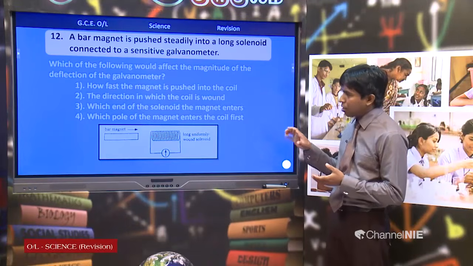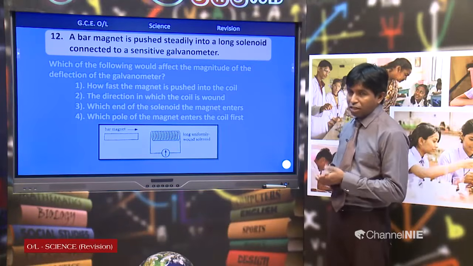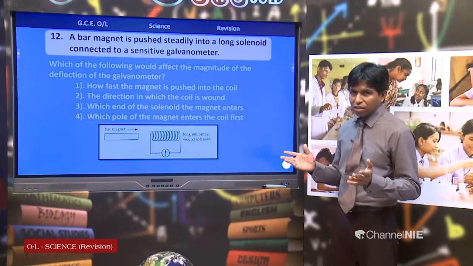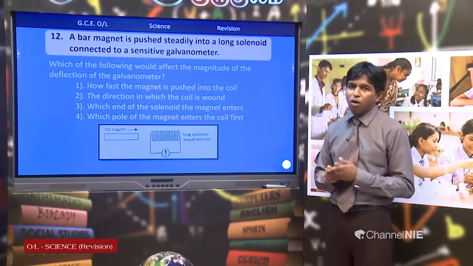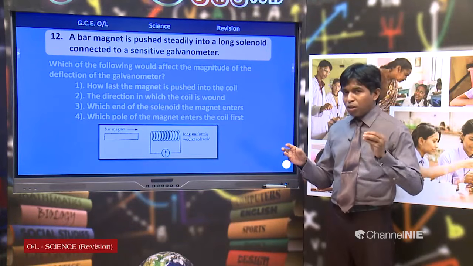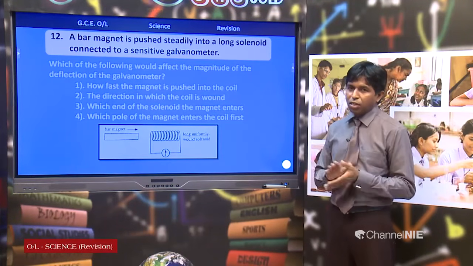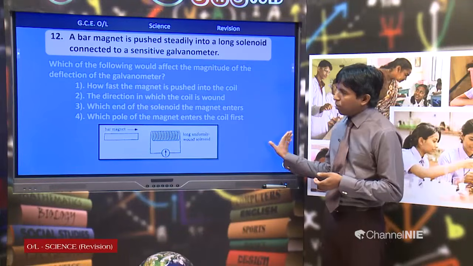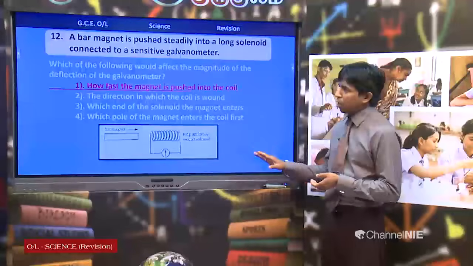When you move the magnet fast, there will be more deflection of the galvanometer. If you move the magnet slowly, there will be less deflection. If you do not move the magnet, no deflection. Therefore, what is the main requirement? There must be a relative motion between the magnet and the coil. If you keep both magnet and coil at rest, no current. If you move the magnet towards the coil at rest, or the coil towards the magnet at rest, electricity is produced. So, the answer for this one is the first, but the other three are not related to the magnitude of the deflection of the galvanometer. Let us move to question number 13.